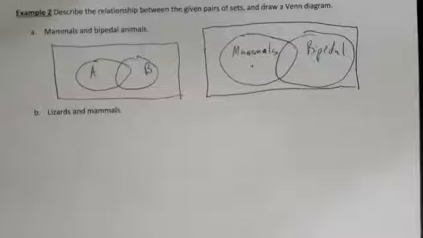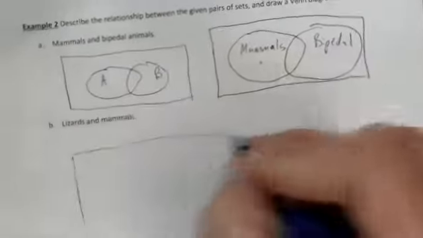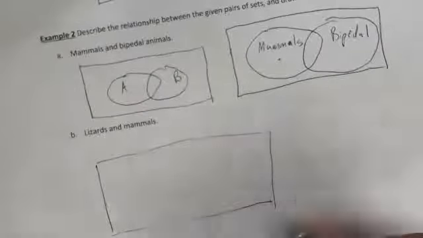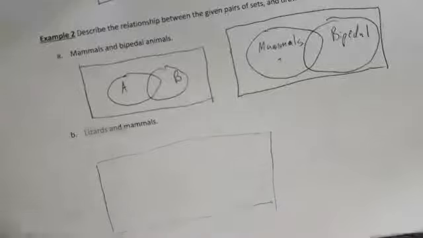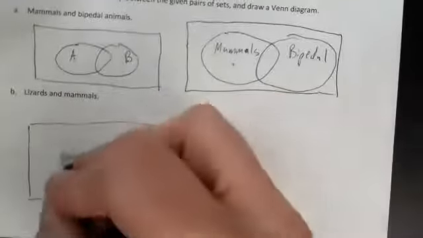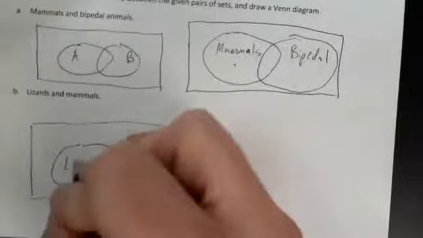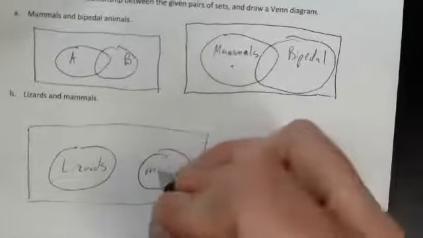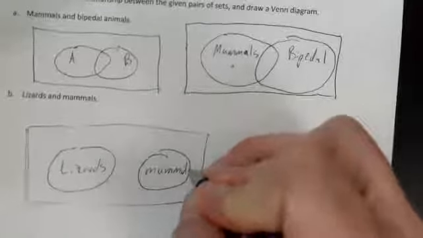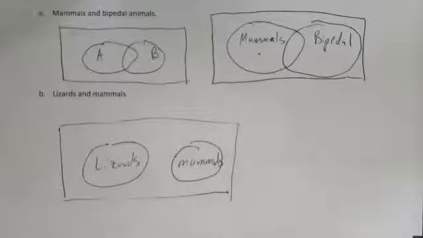Okay, so now we're going to think about lizards and mammals. Can we have any lizards that are mammals, or any mammals that are lizards? So there's no way we can have a lizard that's a mammal. There's no way that we can have a mammal that's a lizard. Those things are not going to cross. They're not going to be subsets of each other.